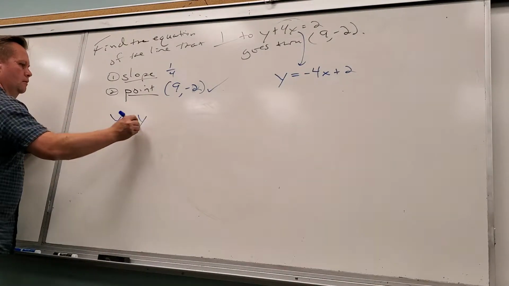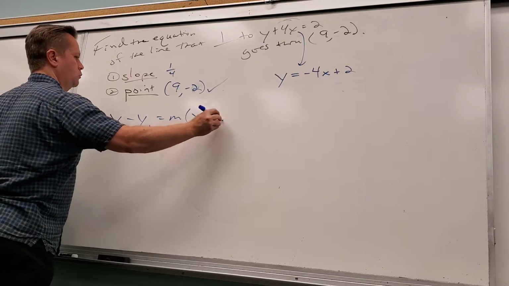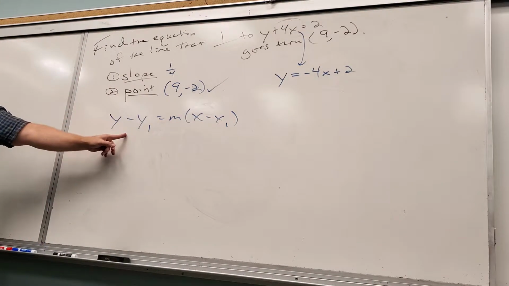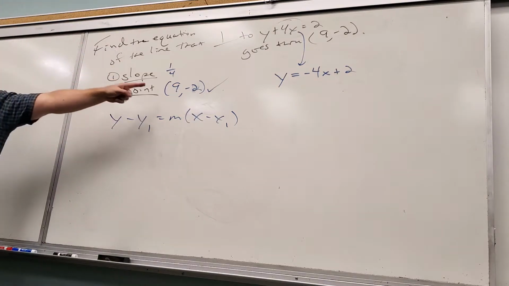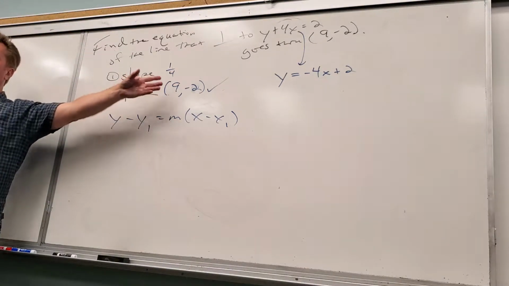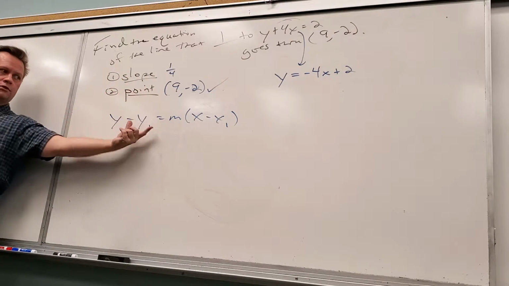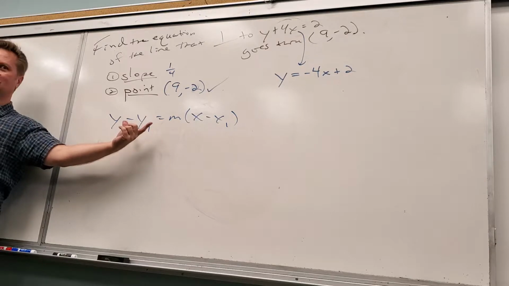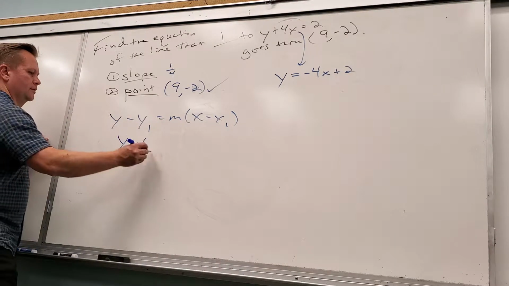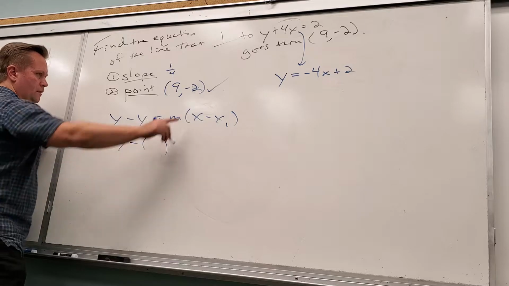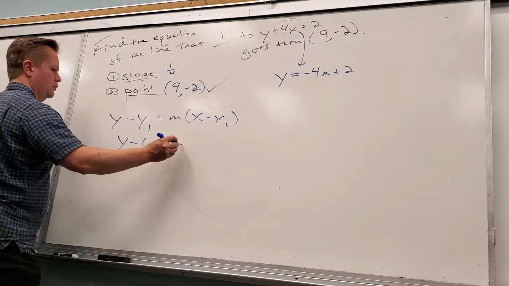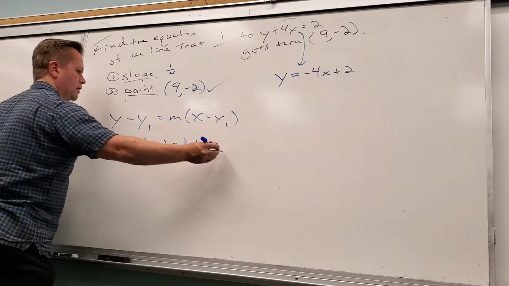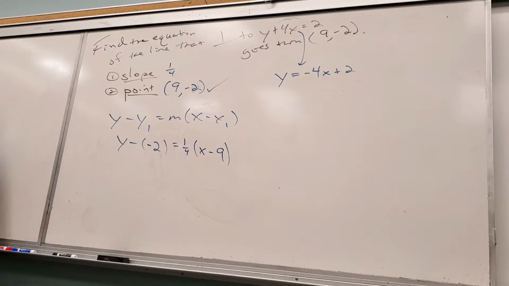Point-slope form: y minus y1 equals m times (x minus x1). This one works for any point. This one will also work for a y-intercept, but why would I do this big thing when I know b in that case? In this case, I don't know b. When you don't know the y-intercept, you use this one. So y minus -2 equals 1/4 (x minus 9). Is everybody cool with where all that came from? Yes.